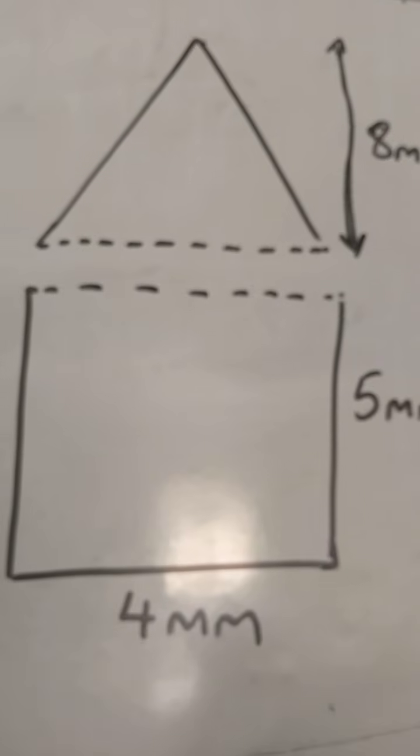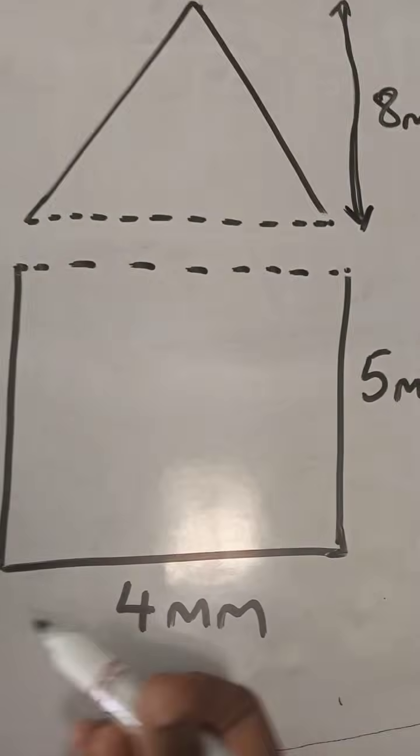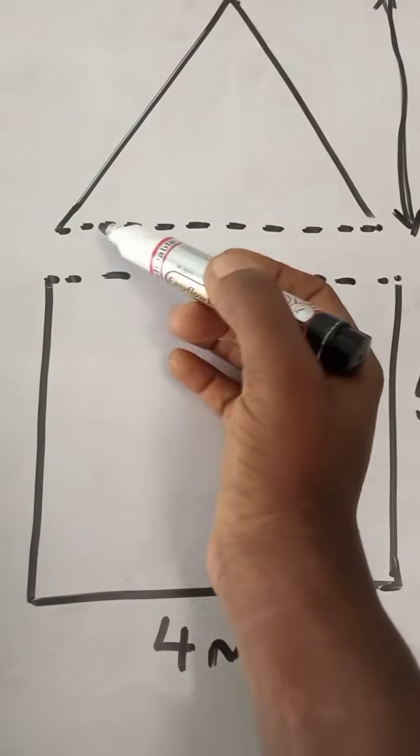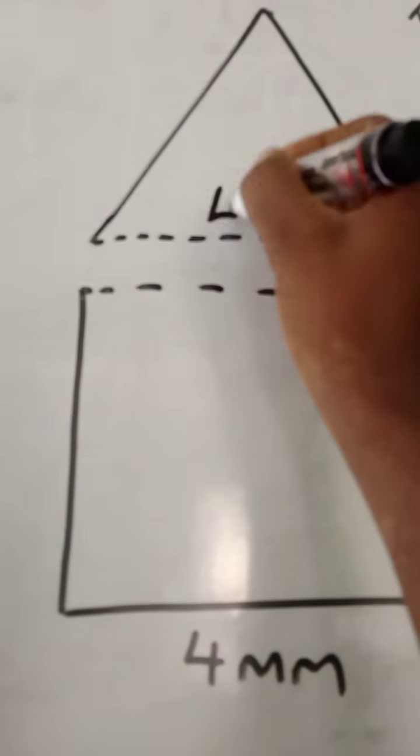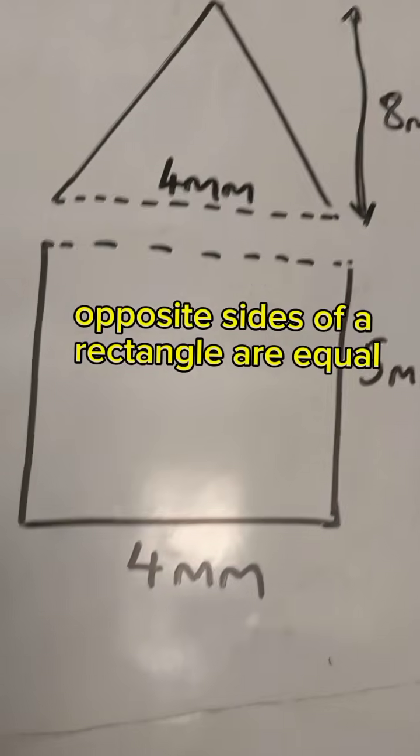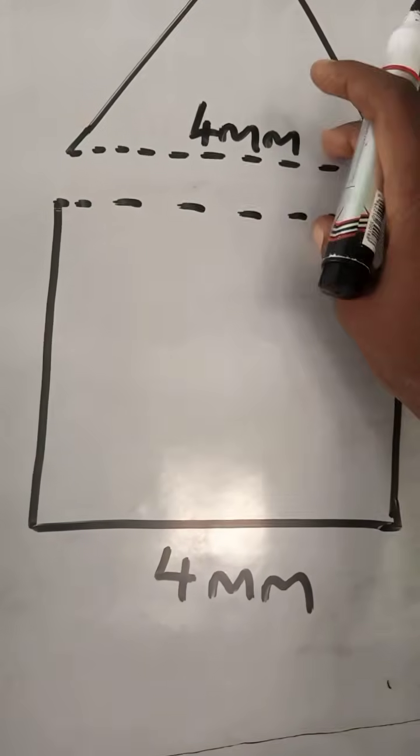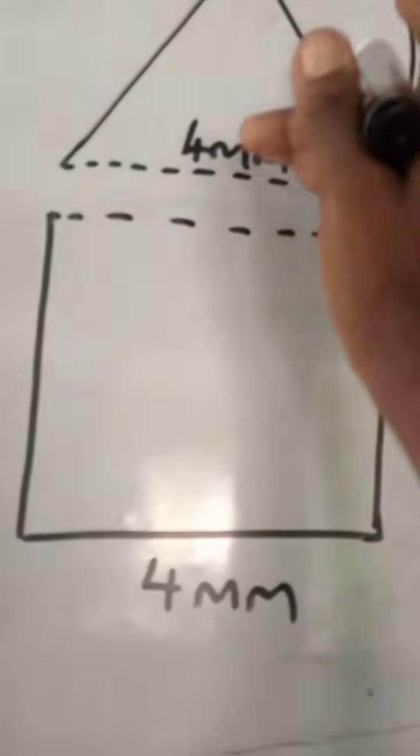Now this is what we have, having separated them. Since this side is 4 millimeters, here will also be what? 4 millimeters. Remember, opposite sides of a rectangle are equal. Remember when they were joined? So I just separated them. Since this is 4, here will also be 4.